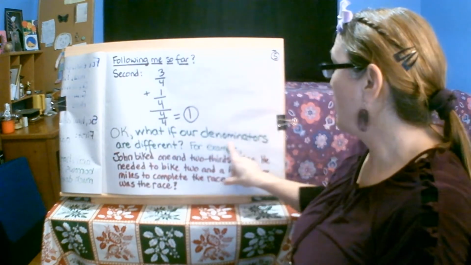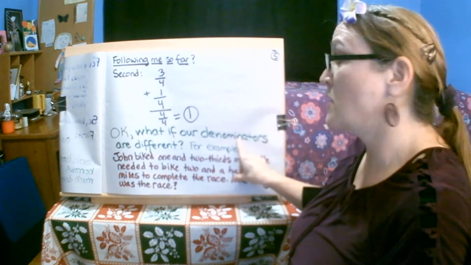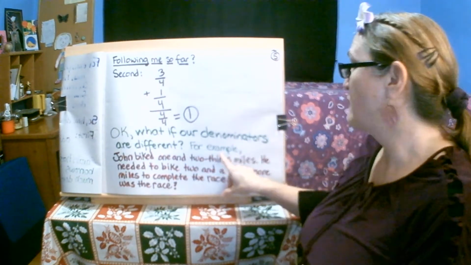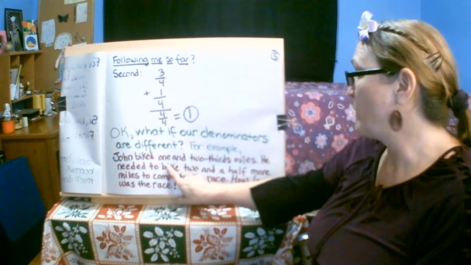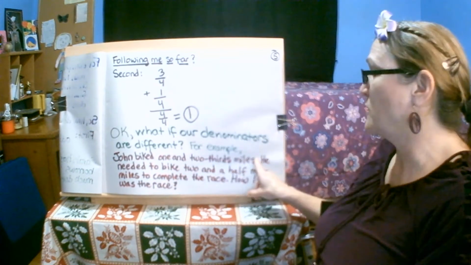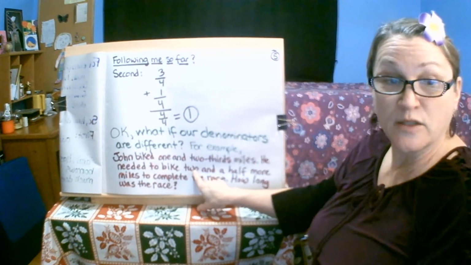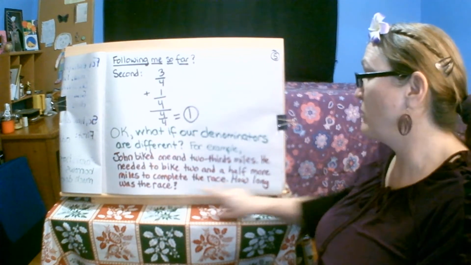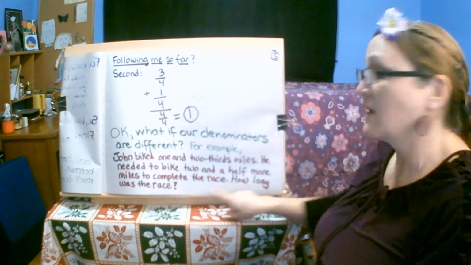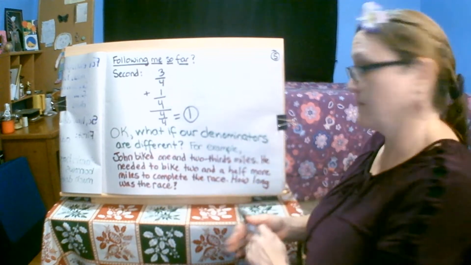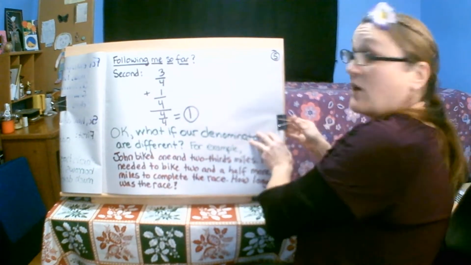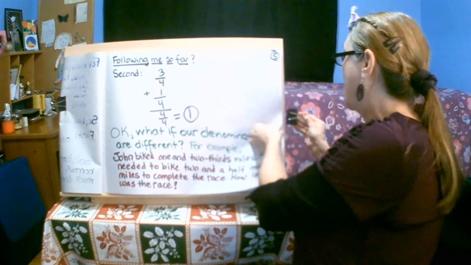Okay, so what if our denominators are different? For example, John biked 1 2/3 miles. He needed to bike 2.5 more miles to complete the race. How long was the race? Okay, hold on just a second, guys. I'm going to turn the page.